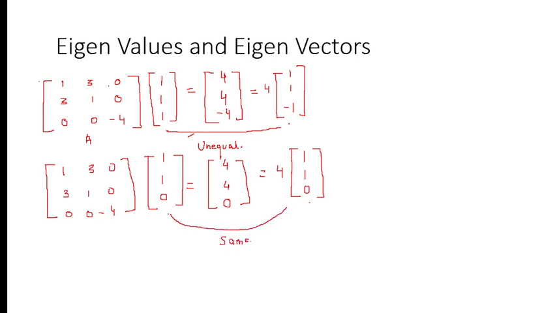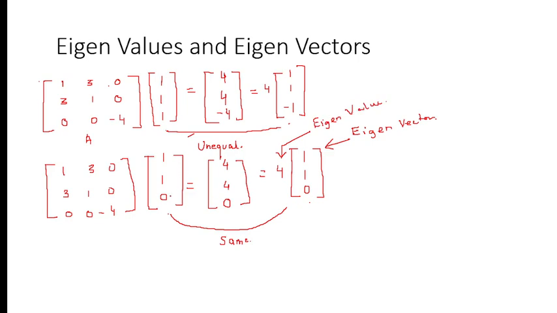So when this vector is multiplied with A, the result is a scalar quantity times the same vector. If they are equal, then this vector will be known as the eigenvector. This is the eigenvector, and the scalar quantity will be your eigenvalue.